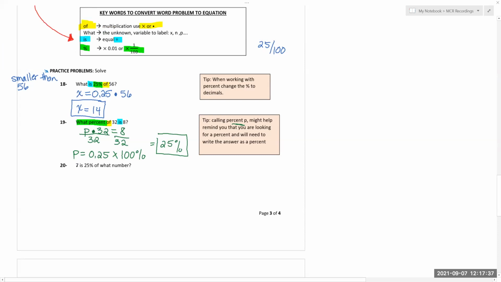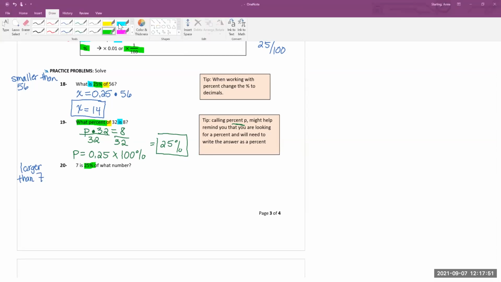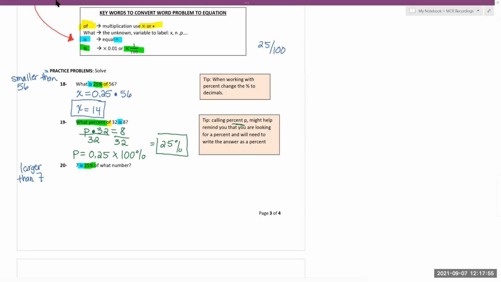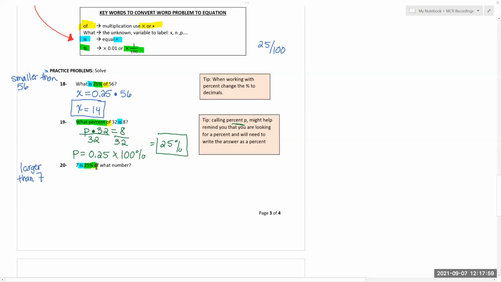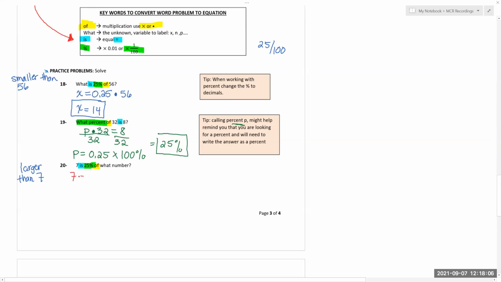Okay. And then another one on this page. Again, I'm thinking 7 is 25% of what number? So I want a number larger than 7 because 7 is the piece. So here's my percent. Here's my is. And my of. So 7 is 25%. So I'm going to already reduce it to a decimal of what number is X? Just an unknown. And then I'm going to divide it. So 7 divided by 0.25 is 28, which is a number larger than 7. So that works with what we were thinking.